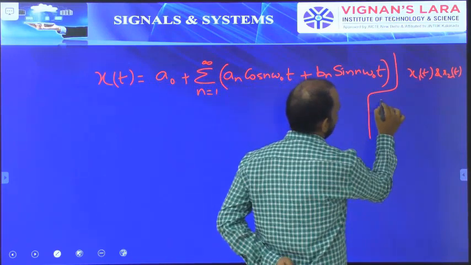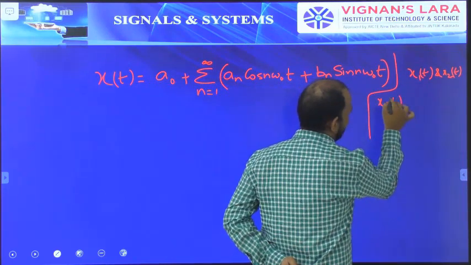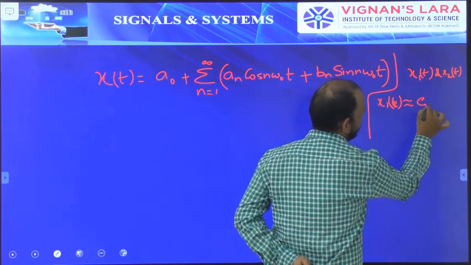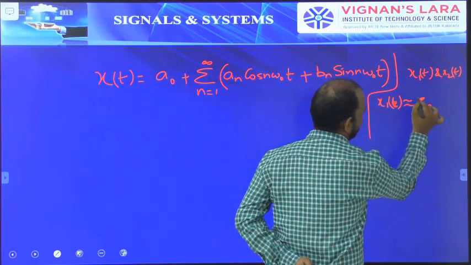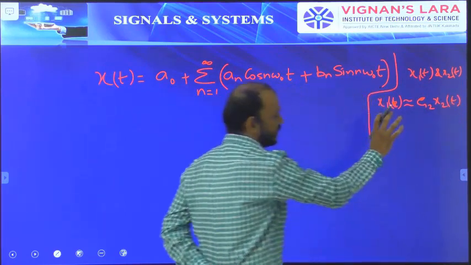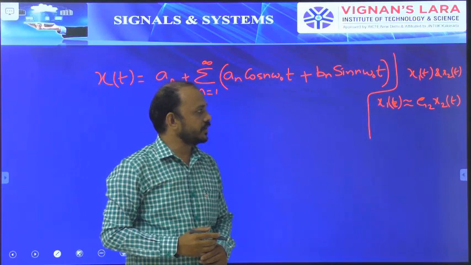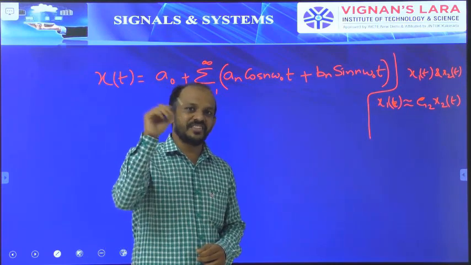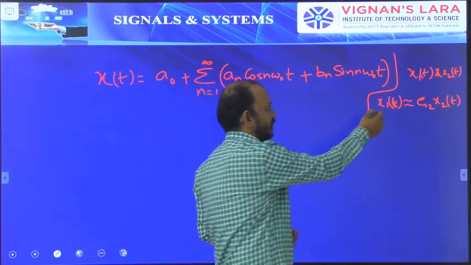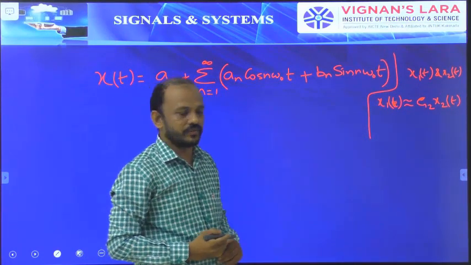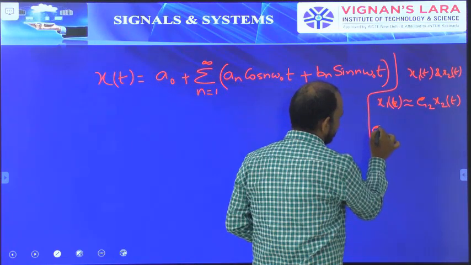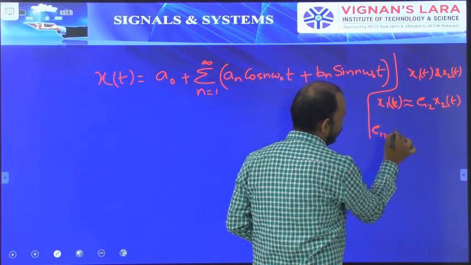Simply, x1 of t is approximately equal to c12 into x2 of t. If you want to write it perfectly, x1 of t equal to c12 into x2 of t plus xc of t. If the xc of t value is very very small or equal to 0, then x1 of t is equal to c12 into x2 of t. Here all of you know the value of c12. How can you get that c12?